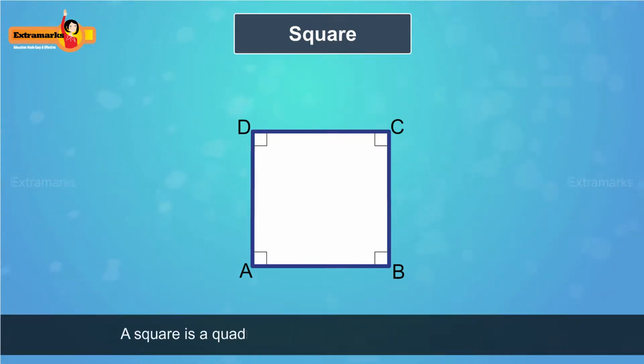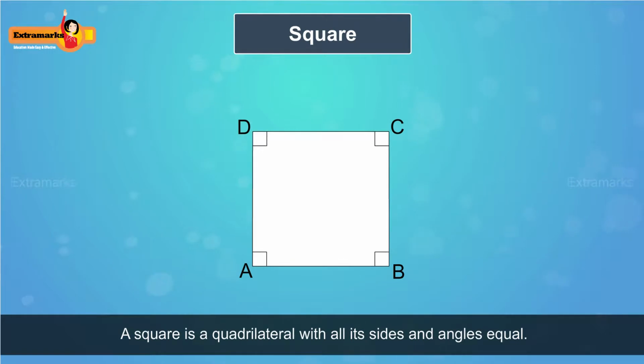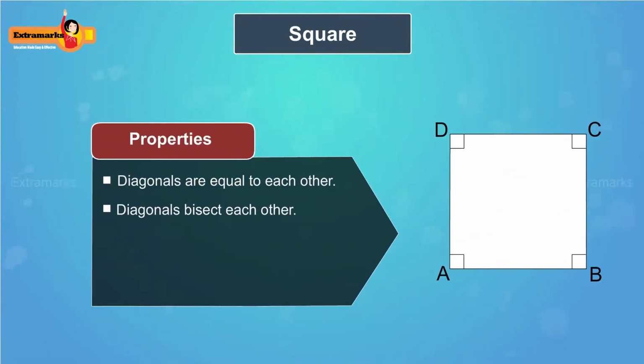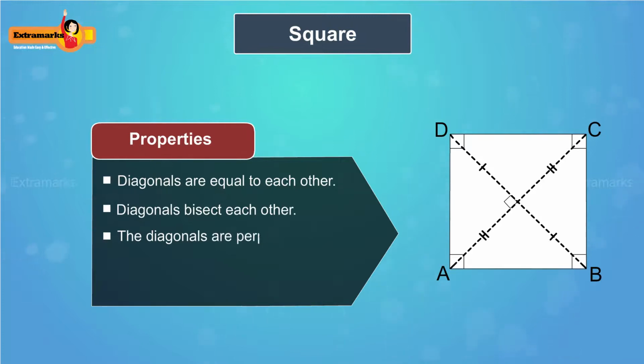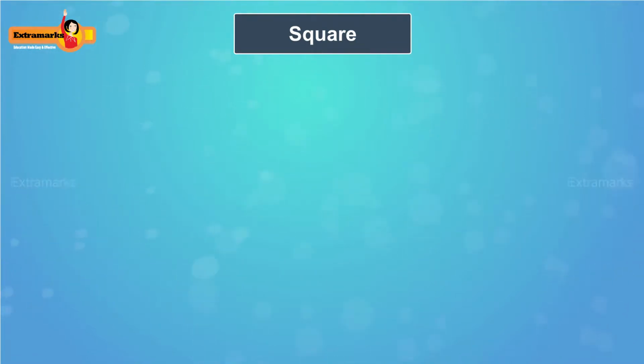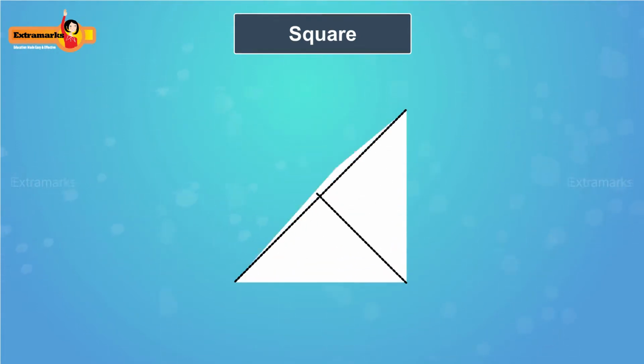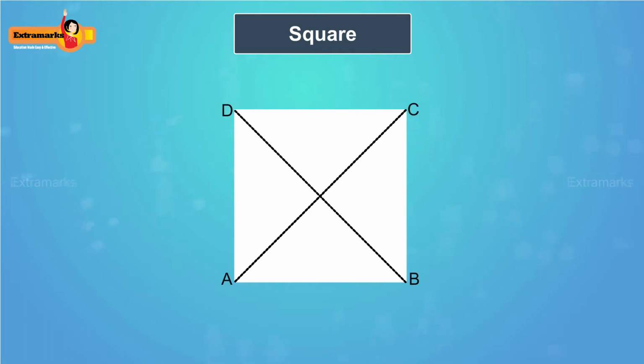Thus, a square is a quadrilateral with all its sides and angles equal. And it inherits all the properties of rectangle with the additional property that all its sides are equal in length. Apart from this, the diagonals of a square are perpendicular bisectors of each other. You can check it yourself by performing an activity. Take a square sheet of paper and fold it along its diagonals one by one. The point where both the folds meet each other is the midpoint of both the diagonals.